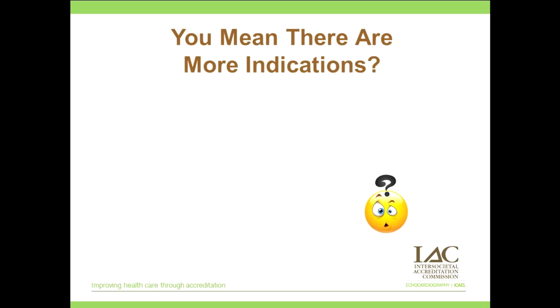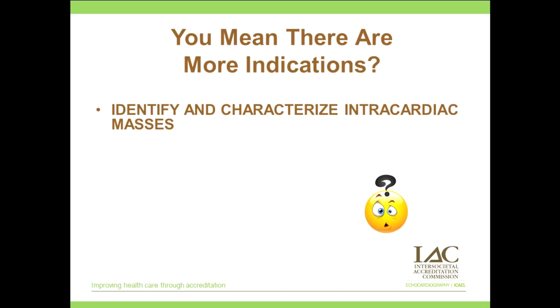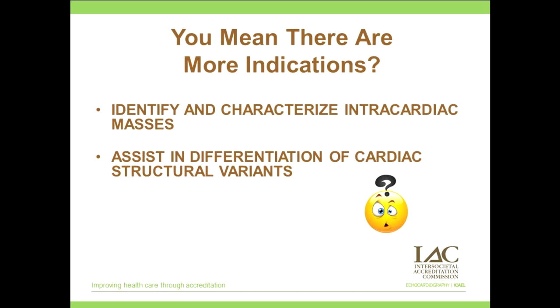Yes, there is more. It can be used to identify and characterize intracardiac masses. It can assist in differentiation of structural variants. This means it allows you to see something that looks abnormal compared to the normal geometry. A good example of this is if you see a diverticulum protruding out of the LV wall, a structural variant. And finally, it can be used to enhance Doppler signals.